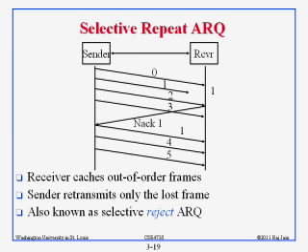In this case, this works only when the receiver keeps out of order packets. So you could negotiate when you start the connection, and it depends upon the protocol. If the protocol allows you, then you could negotiate that, okay, I'm going to cache out of order, so you should use selective repeat.